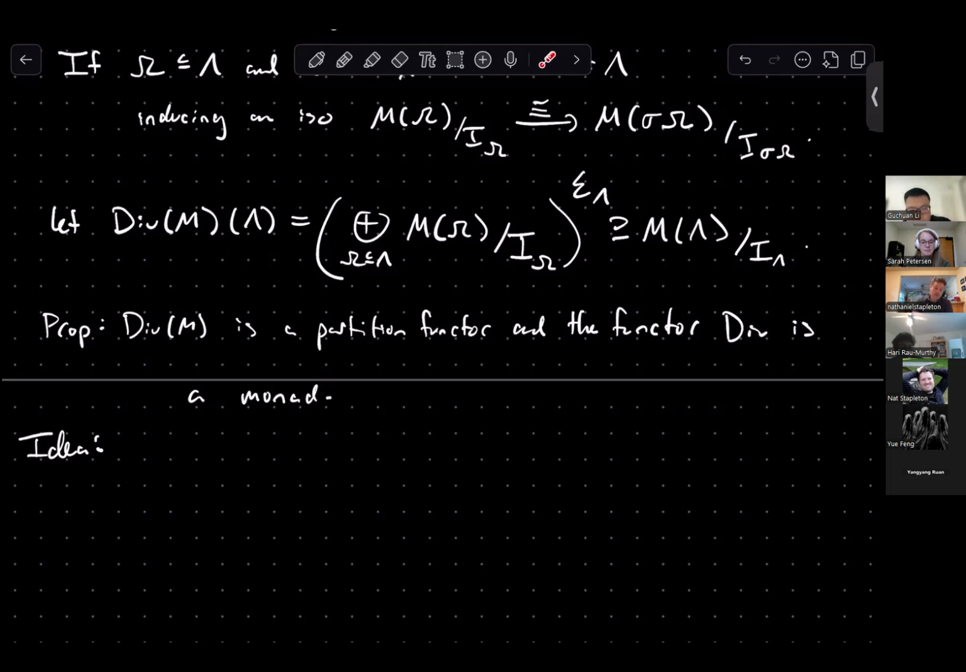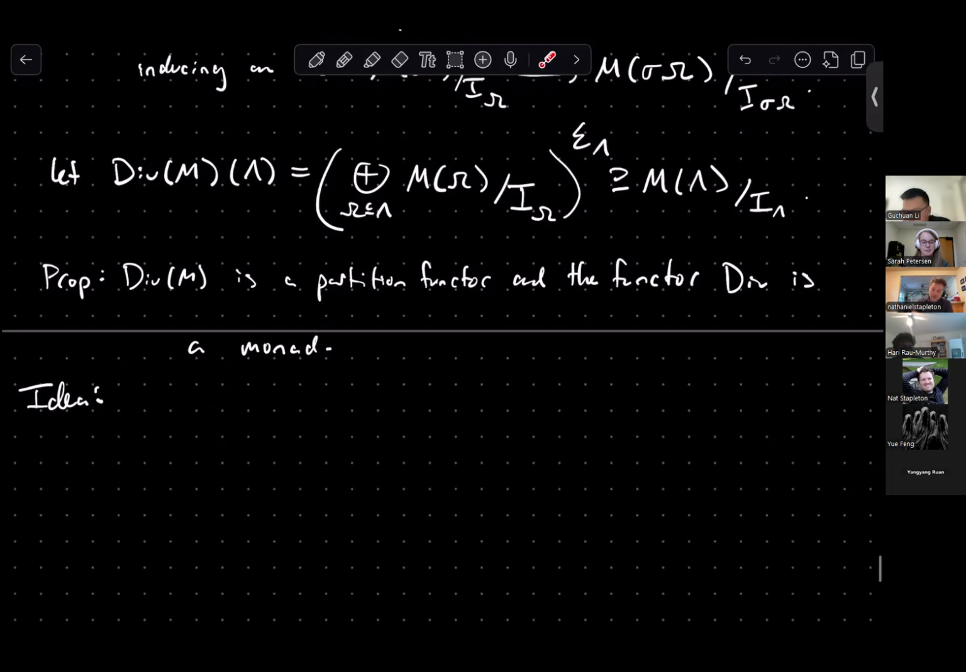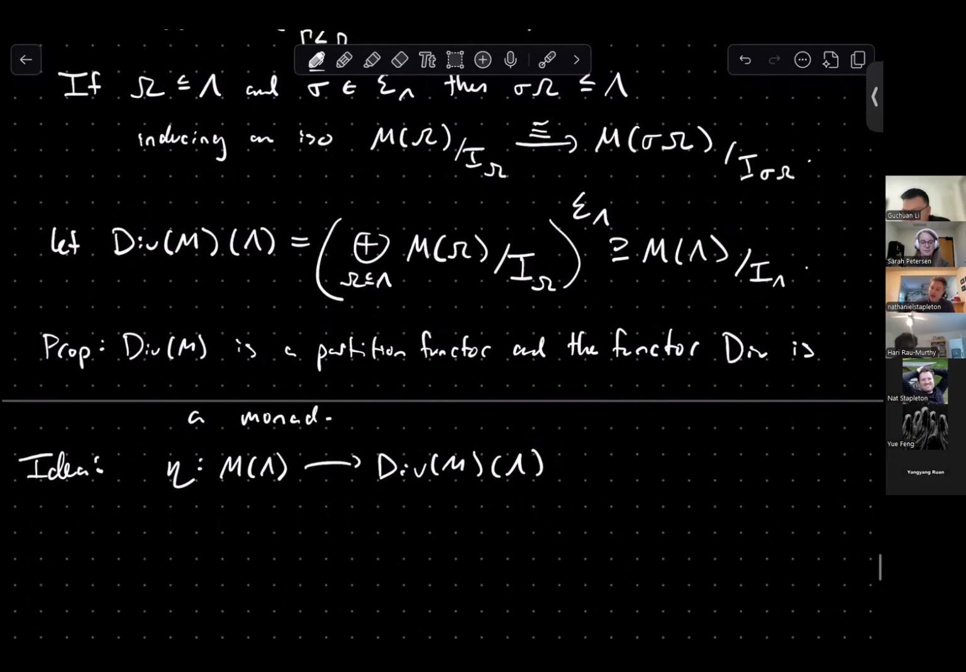The most important one for the purposes of the talk today is the unit map for the monad structure. This one is worth notating. The unit map goes from M of lambda to div of M of lambda. So how do I get from M of lambda to this thing? Well, this is a sum, and for each summand, I want to map from M of lambda to M of omega mod I omega, and there's a natural thing to do. I can restrict to omega and then quotient by I omega. And that's how I get a map from M of lambda to each summand. That's the most important map for the purposes of today.